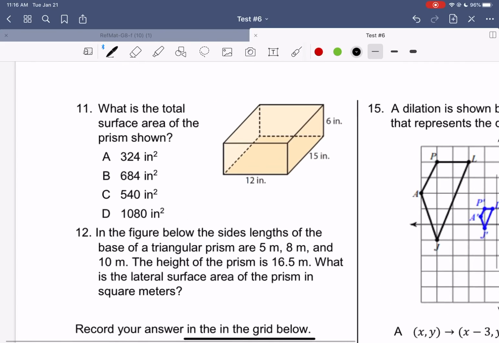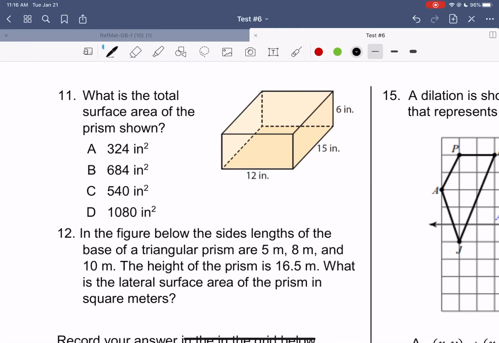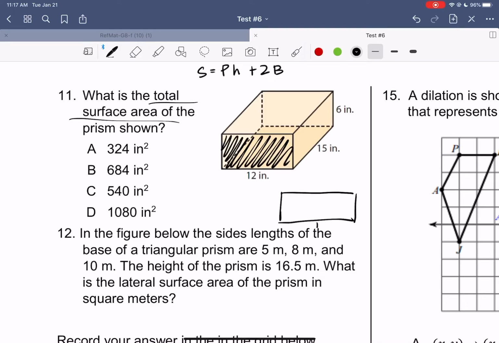Moving on to number 11, we're looking for total surface area of the prism. So S equals perimeter of the base times the height plus 2 times the area of the base. So I'm going to use this as my base. So when I redraw it, I'm going to have 12 and 12 and 6 and 6. So we need a perimeter of our base, area of our base, and the height of our prism.